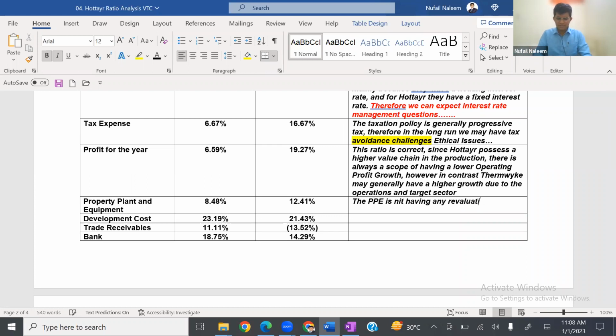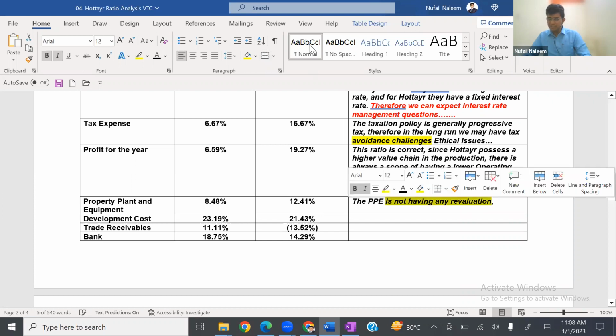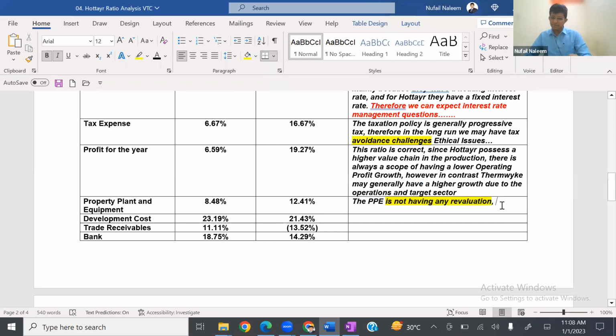Students, are you understanding that point? It's not having any revaluation. I believe the class is very clear with that sentence of not having revaluation, because that is one basic factor a financial analyst should know. And then students, in simple language, I can move forward further.